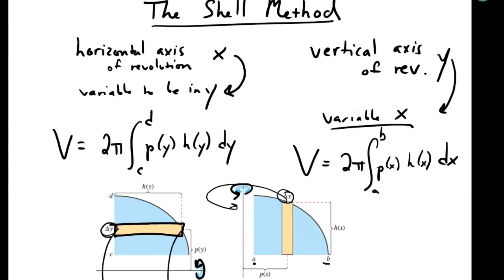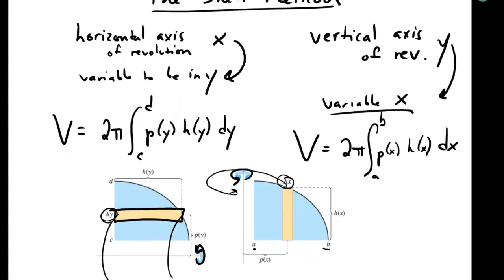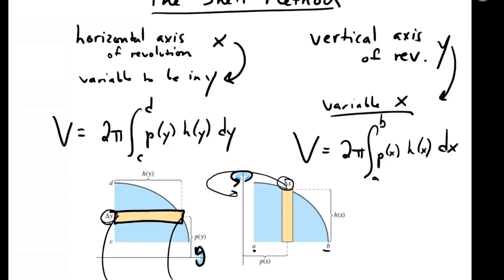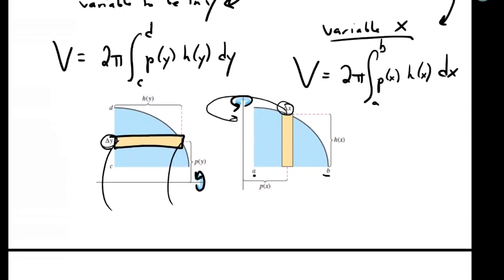It's up to you in a lot of ways to draw the rectangle in. If you're parallel to the axis of revolution, you're going to be using a shell method. And we'll see later if you're perpendicular to the axis of revolution, then you're going to be using the disk method. Couple of things. P is always the variable of integration.